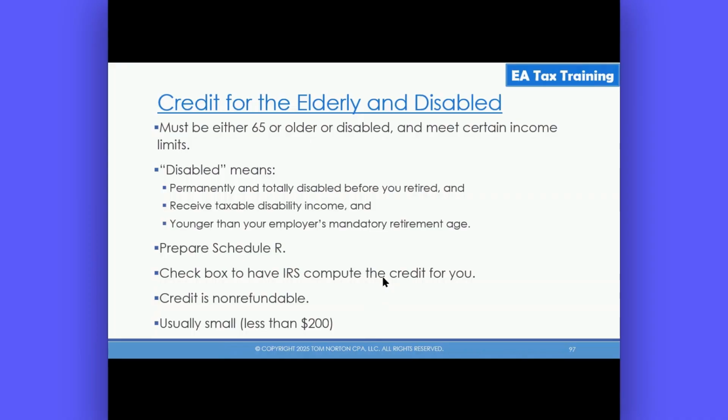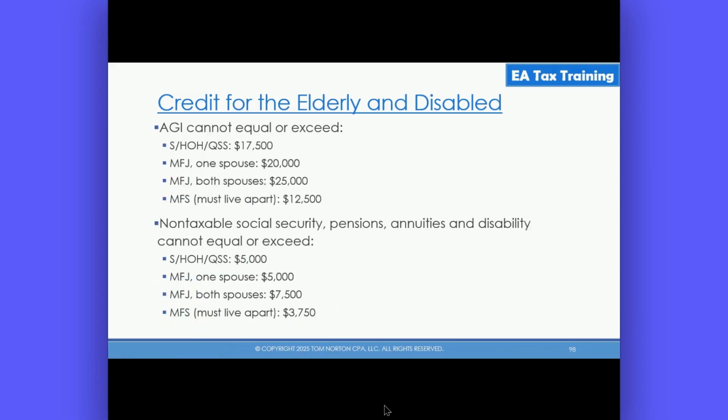You can actually check a box and the IRS will compute the credit for you. The credit is non-refundable and it is usually very small. It's usually going to be less than $200, but it can be nice for those lower income taxpayers because their adjusted gross income, in order to qualify for this credit, cannot exceed the amount you see on your screen. In addition, their non-taxable Social Security, pension, and annuity and disability income cannot exceed these amounts that you see on your screen. So you have to meet both of these tests. Your adjusted gross income cannot be more than these amounts, and that non-taxable income cannot be more than the amounts shown on the bottom half of that slide.